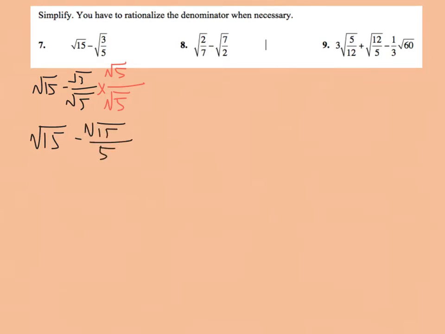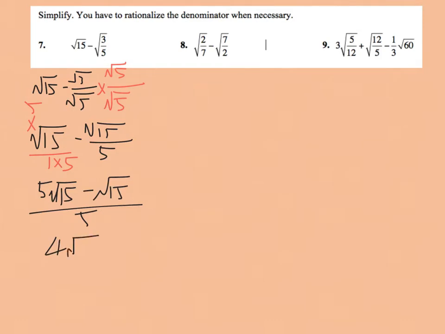Now we would like to combine the terms together with the same denominator. The lowest common denominator for both expressions will be 5. So you will multiply the first term by 5. So you end up with 5 root 15 minus root 15 over 5. So you end up with 4 root 15 over 5.